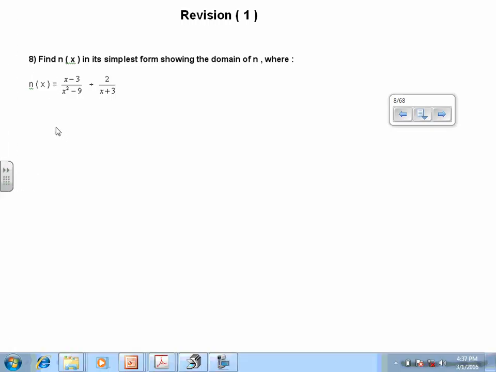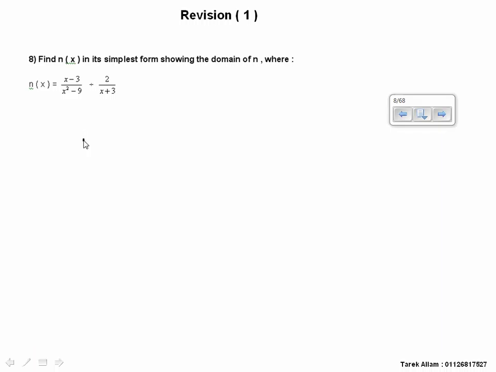Question number 8. Find n(x) in its simplest form, showing the domain of n, where n(x) equals (x minus 3) over (x squared minus 9) divided by 2 over (x plus 3). So we want to find n(x) in its simplest form. Let's factorize x squared minus 9 as the difference between two squares.